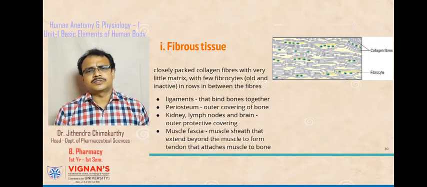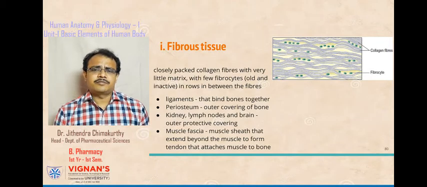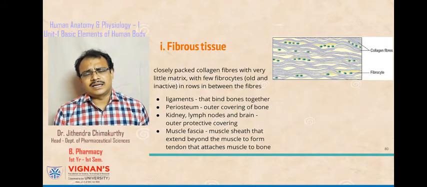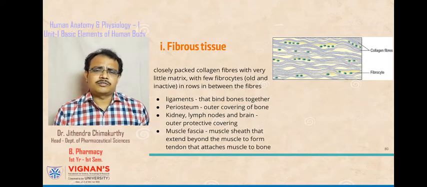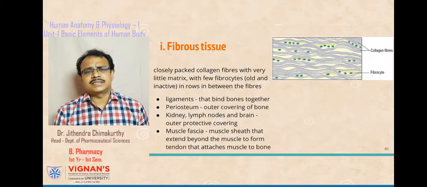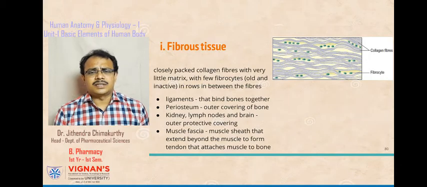Fibrous tissue consists of few fibrocytes and fibroblasts. Fibrocytes are old and inactive fibroblasts, and there is an abundant number of collagen fibers which are closely packed together as bundles. The fibroblasts are present in small numbers and are arranged serially in between these bundles. Because of its rigidity, it gives adequate strength to that particular tissue.